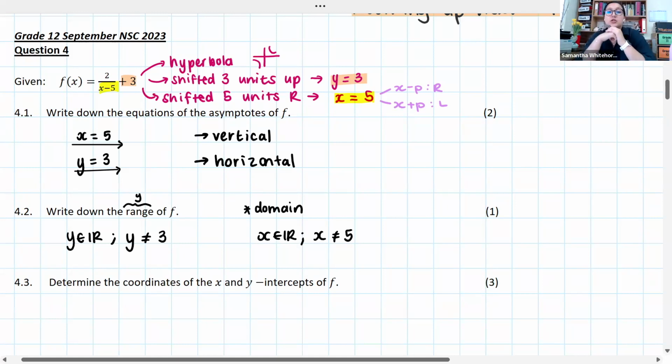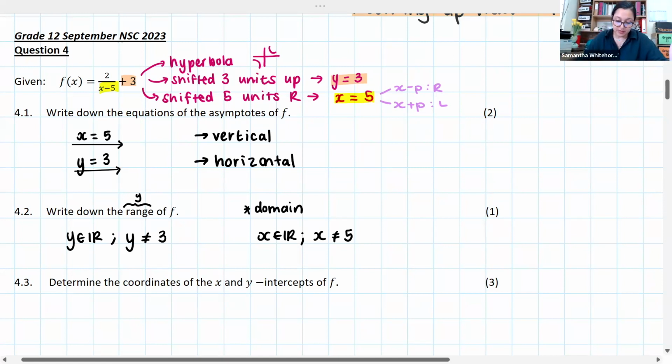So whenever you ask the domain or range of a hyperbola, it is always y element or x element of real, and then you eliminate the value that is your asymptote. Remember, if, say, for example, your x-axis is the asymptote, it's y can't equal 0. If your y-axis is the asymptote, it's x can't equal 0. So you just need to take note of your asymptotes, but it's every value except for your asymptotes.